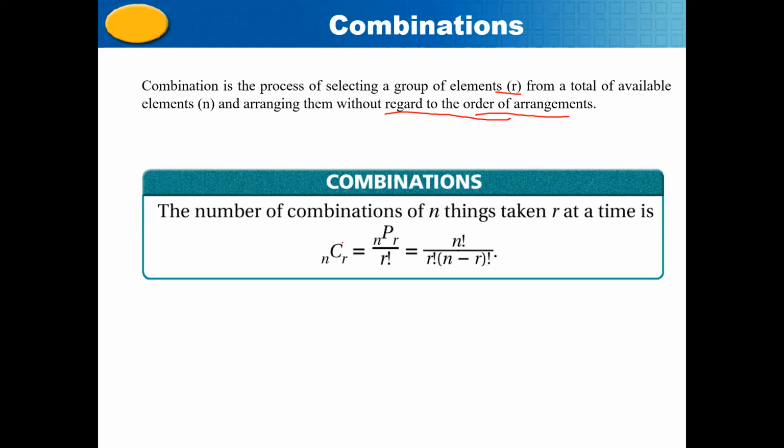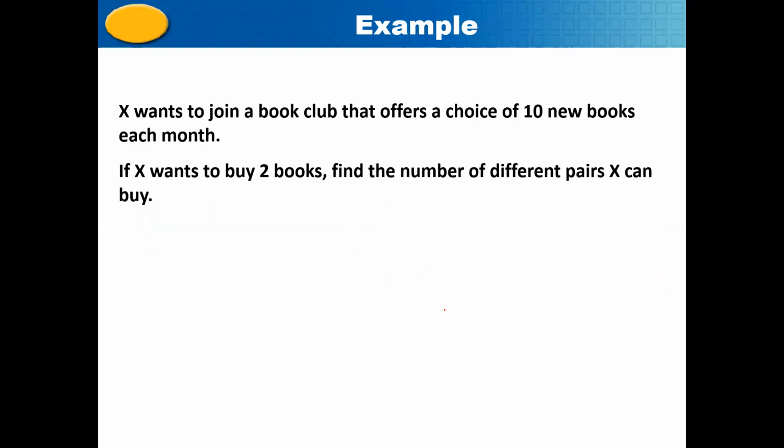Now if we see the formula, nCr equal to nPr divided by r factorial. So as we know the nPr formula, we expand it, and we'll write it like n factorial divided by r factorial multiplied by n minus r factorial. So this is the formula for combinations. Now we have one example so we can understand how to calculate.